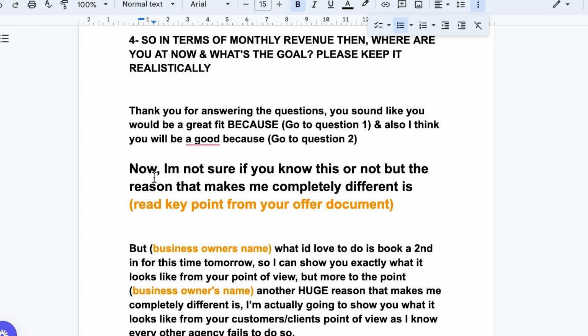Some niches are different, of course, but I really don't see the point in still charging retainers. It's a bit pointless nowadays, unless you're just doing social media management. But even then, when I'm doing social media management, I still charge a performance fee. Anyway, guys, I'll get into that in another lesson. If you want me to make an actual offer lesson about what makes you different and so on, just let me know in the comments, of course.